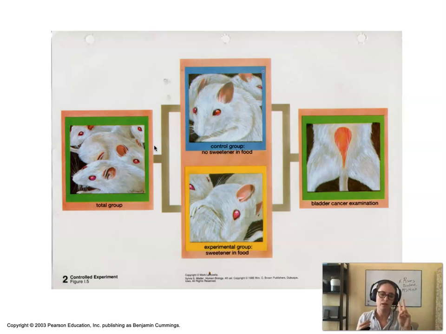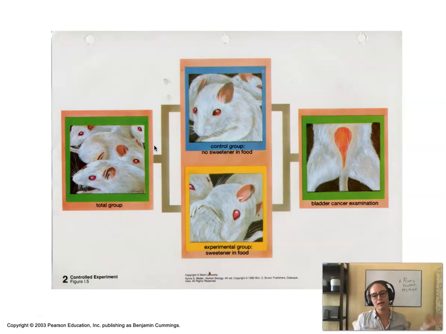And you always want a control group. In this case, you want a control group in case, well, what if these particular mice just have an increased rate of bladder cancer? That's going to mess up our results. So you're going to have a control group just in case there's something wrong with the mice to start with. The control group gets none of the sweetener. They get a standard mouse diet. You're going to keep them in good health. Everybody's going to be happy and the same.